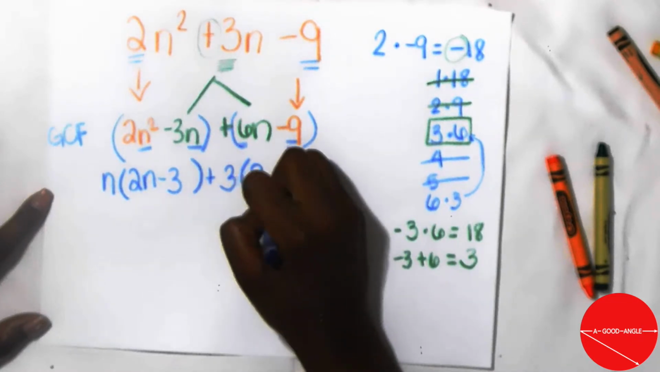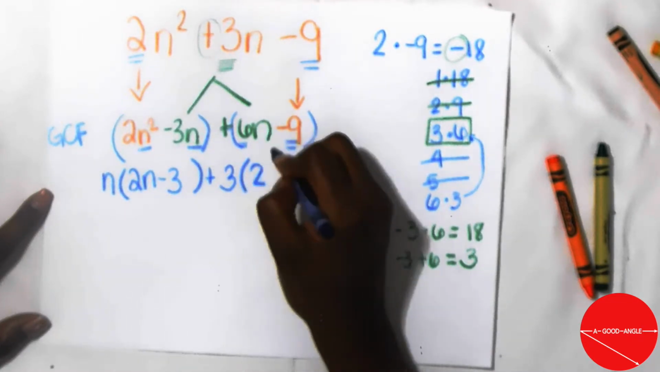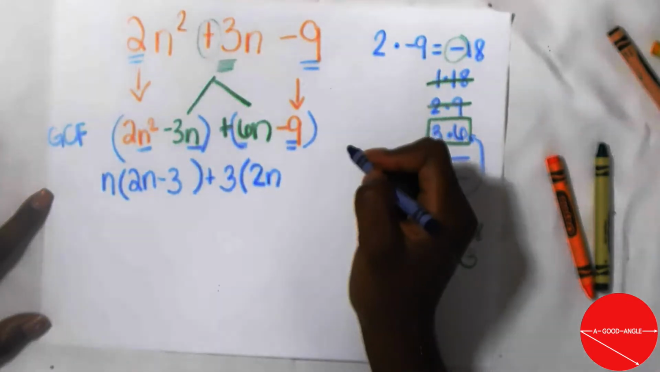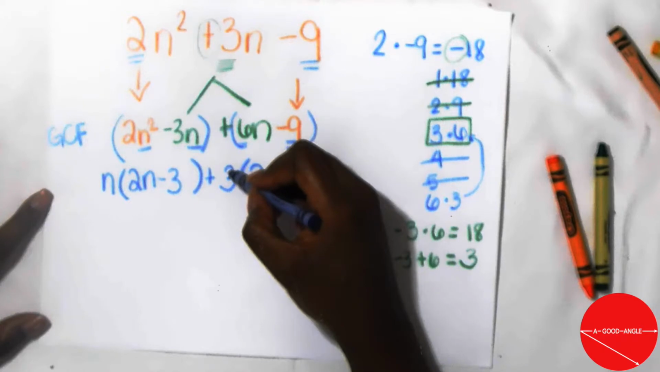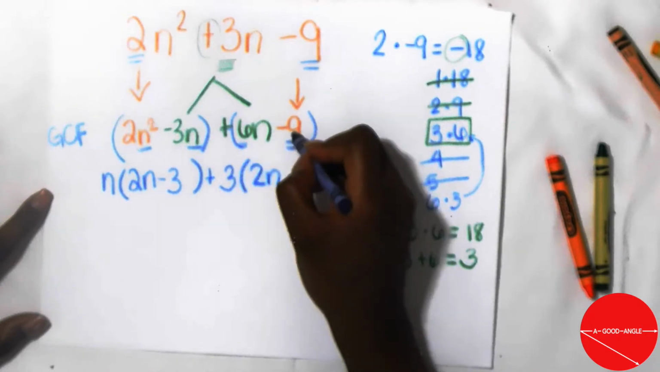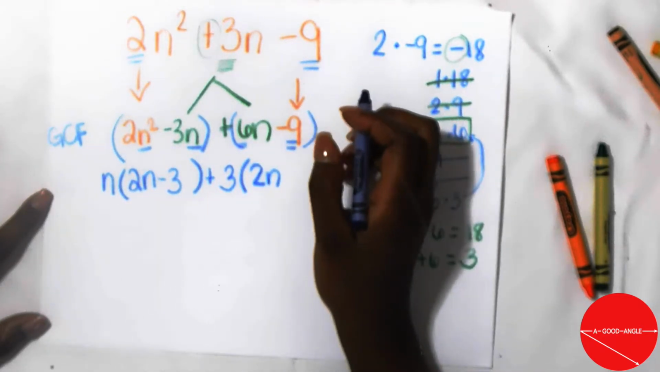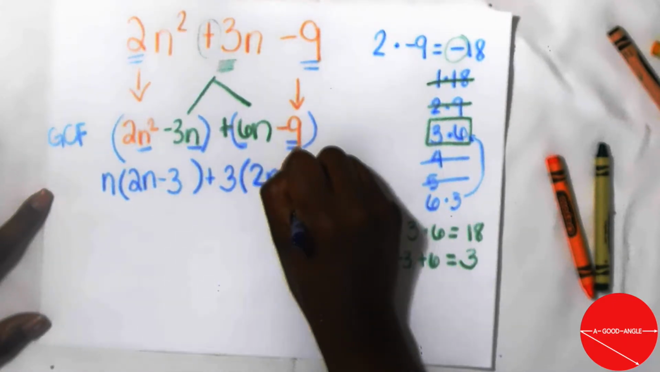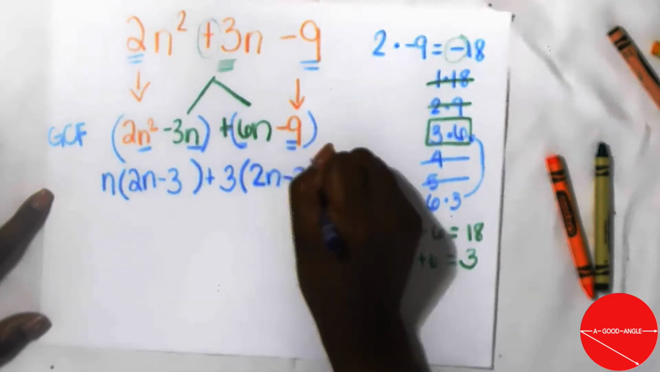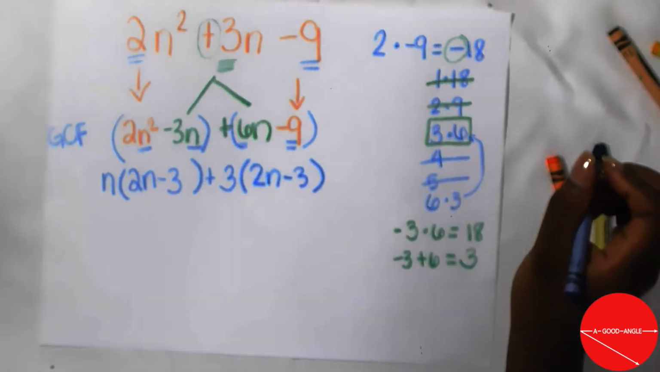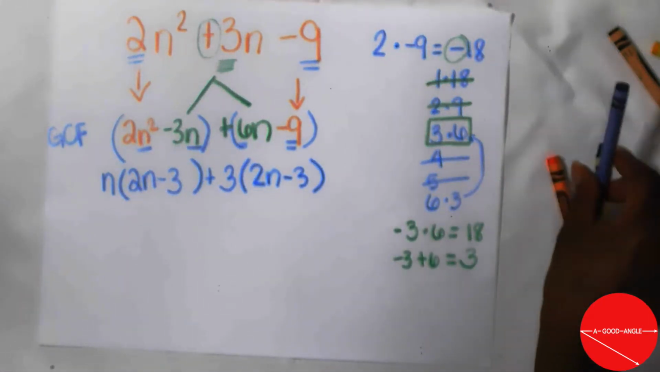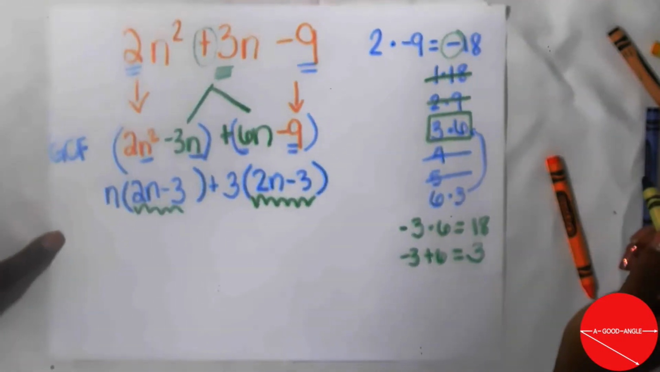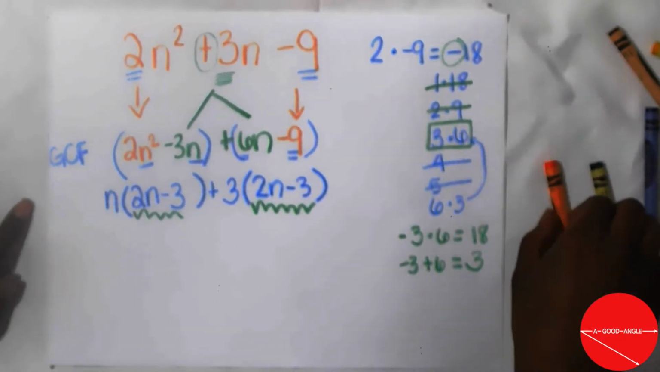So I bring that 3 to the outside, and then I figure out what's left on the inside. If I took a 3 out of a 6 by division, that's going to leave me with 2. I didn't take an n out, so that n has to stay inside the parentheses. When I take a 3 out of a 9, that's going to leave me with 3. And there was nothing else to take out. So notice that your parentheses match. 2n minus 3, 2n minus 3. That's how you know you're doing it right.